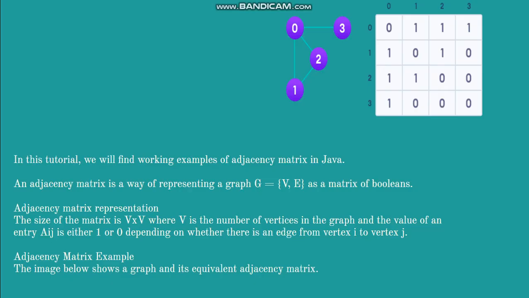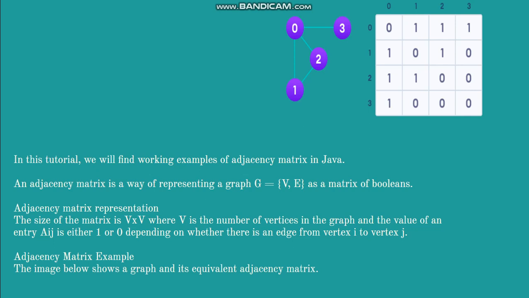In this tutorial, we will find working examples of an adjacency matrix in Java. An adjacency matrix is a way of representing a graph as a matrix of booleans. Adjacency matrix representation. The size of the matrix is V by V, where V is the number of vertices in the graph, and the value of an entry A[i][j] is either 1 or 0 depending on whether there is an edge from vertex i to vertex j.